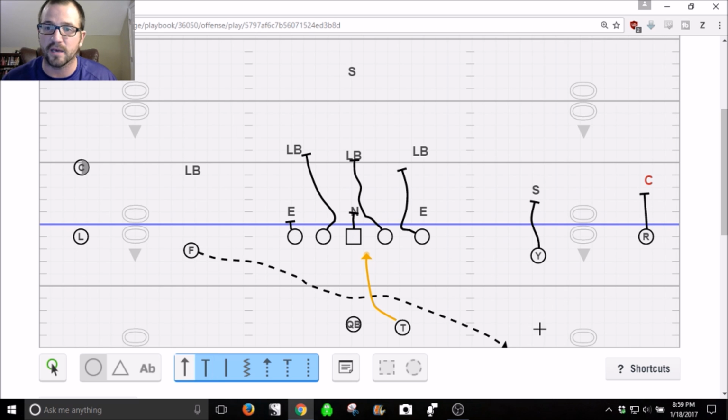And now the F is in a one-on-one situation, because what's going to happen? Most teams, either the safety's going to come and he's going to spin back, or he's going to come out. But anyway, it's one-on-one, and I like those odds. I think that my guy is better than your guy in space.